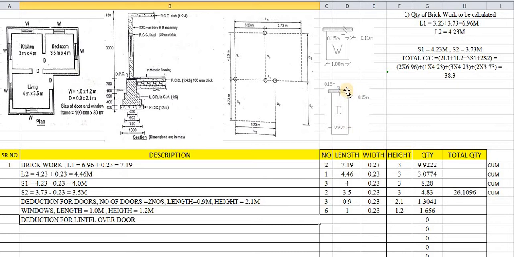What about the lintel? How do we provide the lintel? The lintel thickness has been mentioned as 150, so 0.15 is the thickness. Again, we have to provide bearing on both sides. That means it should rest on both sides. This lintel will be resting on the brickwork. So we cannot provide the same length; we have to provide some bearing on both sides. The bearing will be 0.15 on this side.